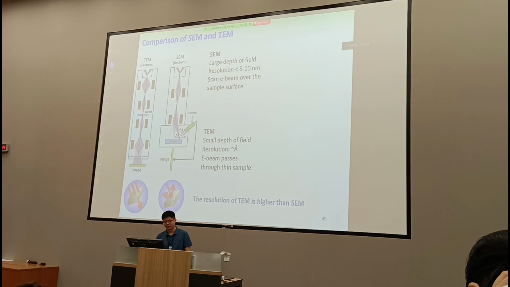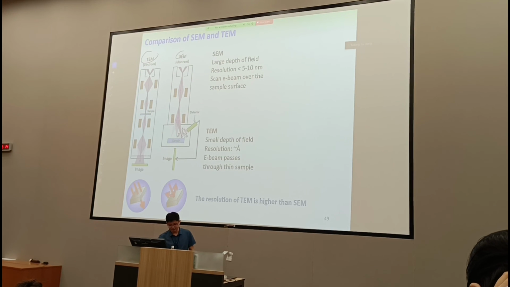So that's the advantage of using electrons. Two common techniques are used. Basically, you have the electron source, you focus it, you irradiate your sample, then the electron transmits through your sample, and you analyze the electrons transmitted through your sample. This is transmission electron microscopy.